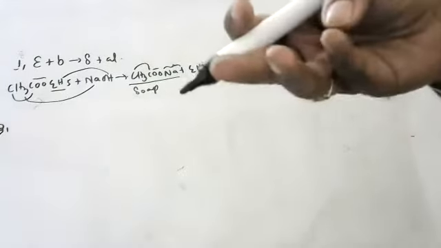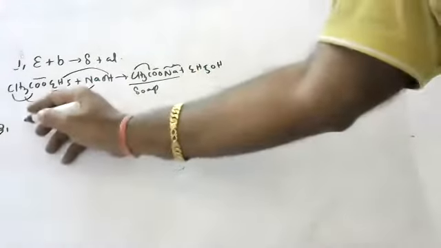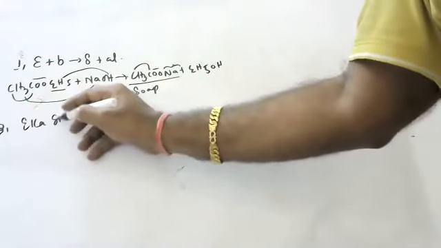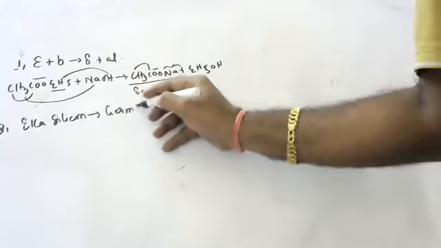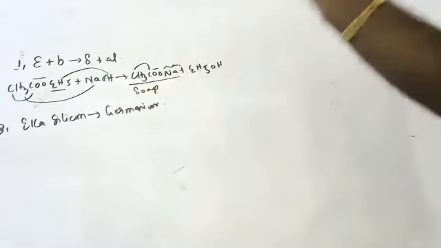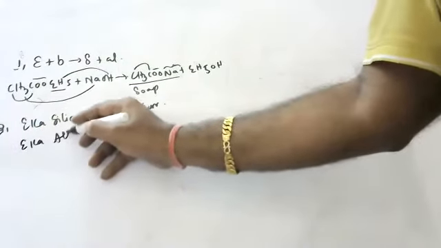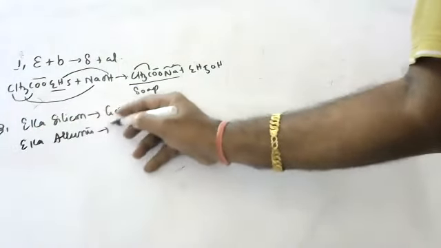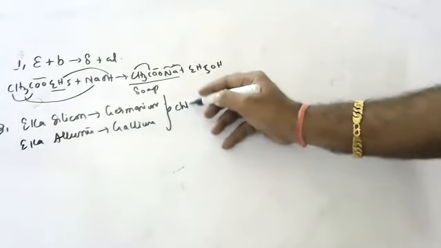Next, children, write the formula of chlorides of eka-silicon and eka-aluminium, elements predicted by Mendeleev's method. First one: what is eka-silicon? Later discovered as germanium. And eka-aluminium was later discovered as gallium. He's asking what is the formula of its chlorides?